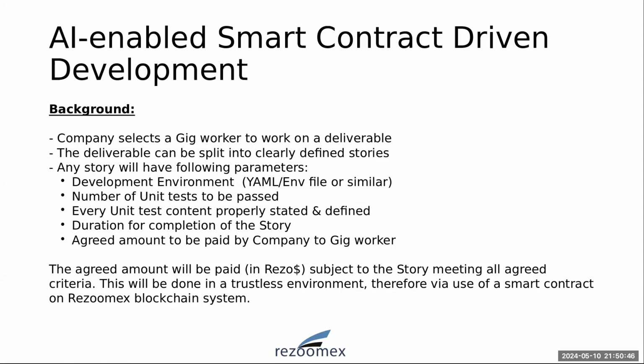We need all these parameters because later on, if anything changes, then the smart contract will not execute, so the payment won't happen. I'll come to that. First, let's define the criteria. So this is the first one.